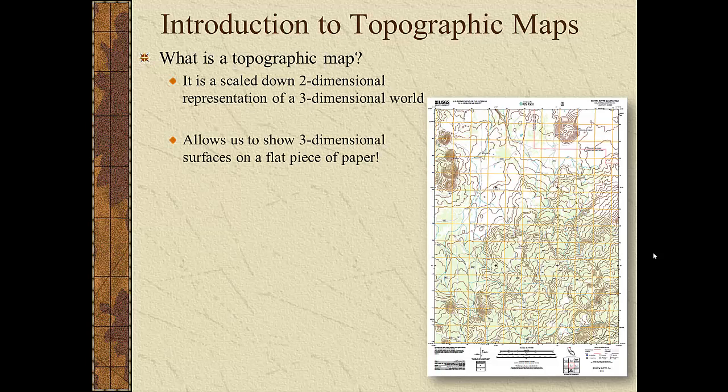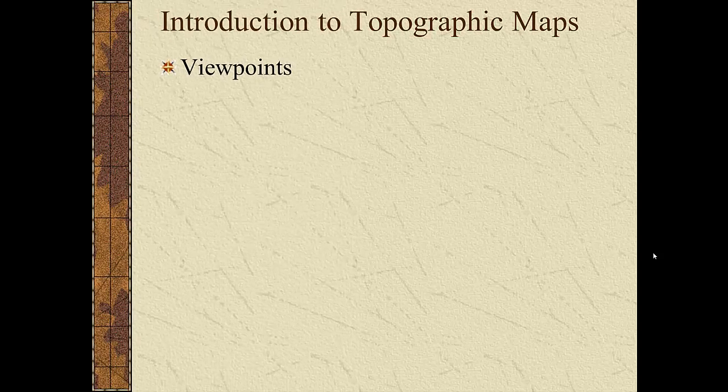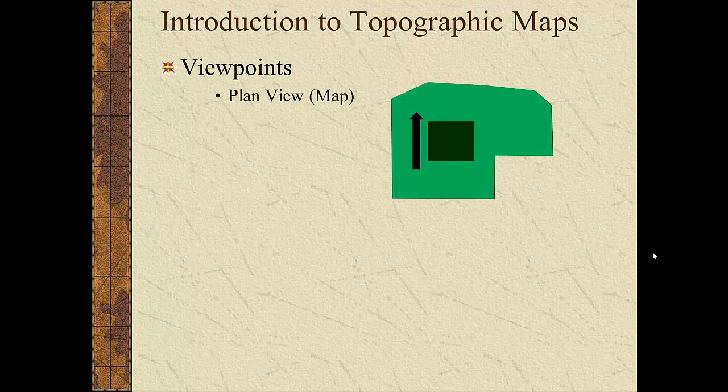Now, before we get into more detail about topographic maps, we need to talk a little bit about points of view. When we are looking straight down at an object from above, as if we were looking at it from space, we say that we are viewing things in plan view, which essentially is the viewpoint we have in most types of maps. Here in this particular view, we can see that we have a green polygon with a dark green square in the middle and a black arrow next to the square. What we can't tell in this view is if these are flat objects on the ground surface or if they have some dimension to them.